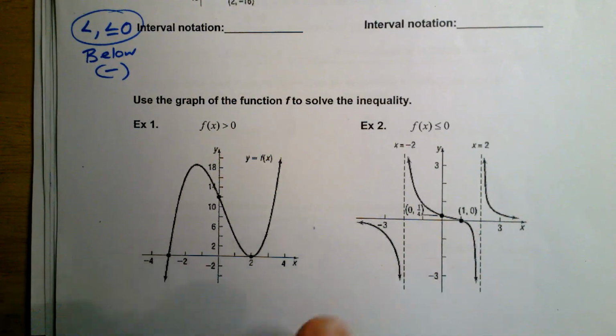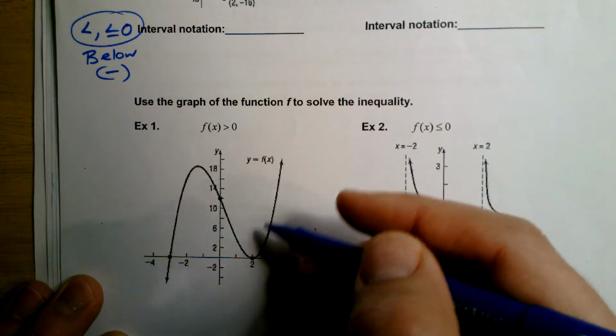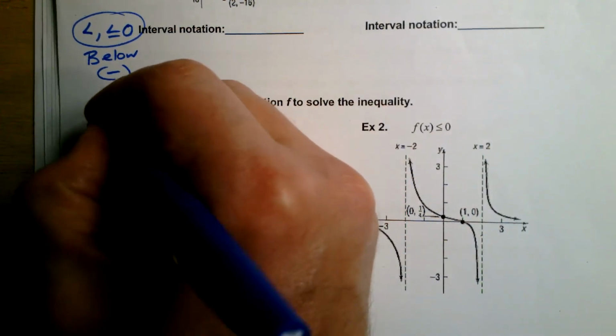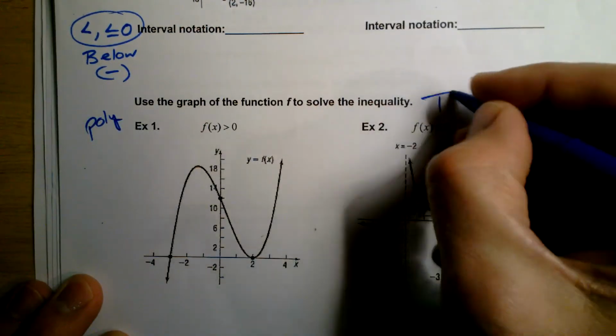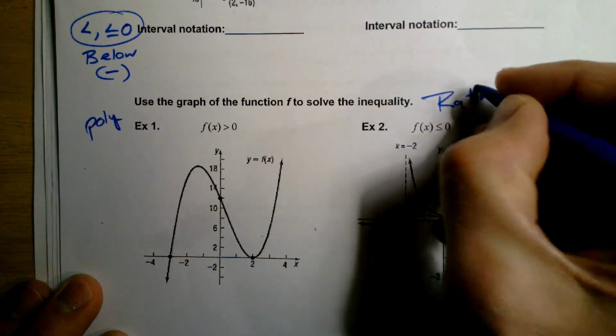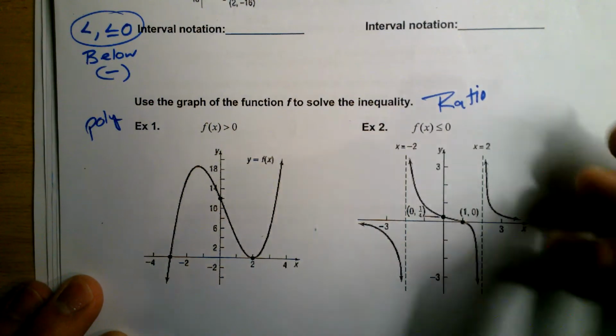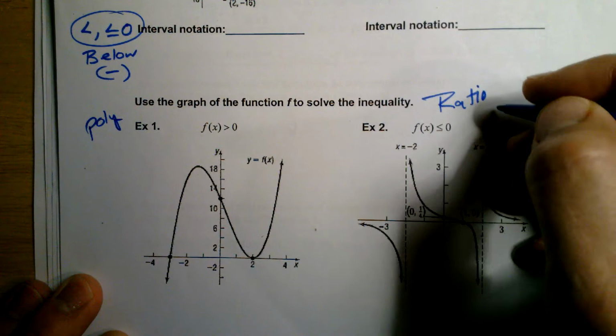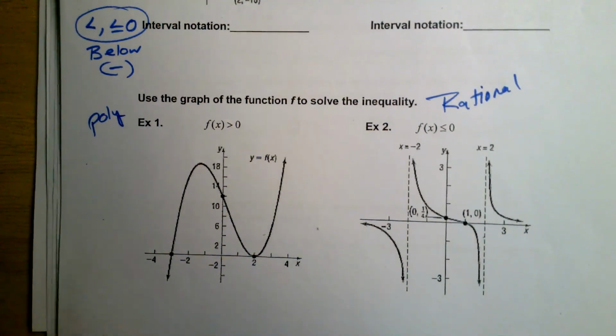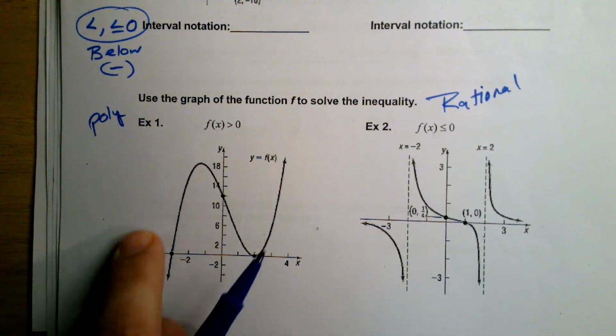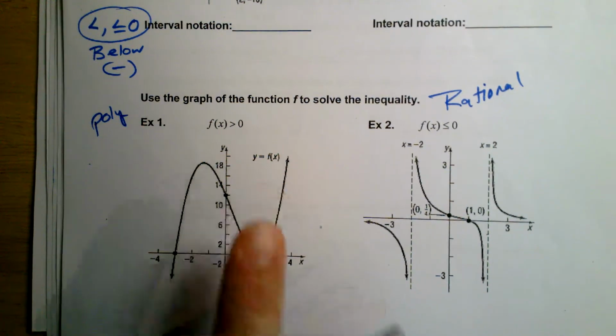All right. So we got a polynomial and a rational. We should know this little continuous roller coaster ride is a poly. And this one's the dirty rat. That's a rational. All right. So we got a polynomial function, continuous graph, domain is all reals.